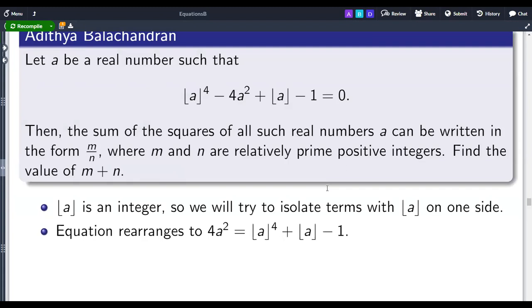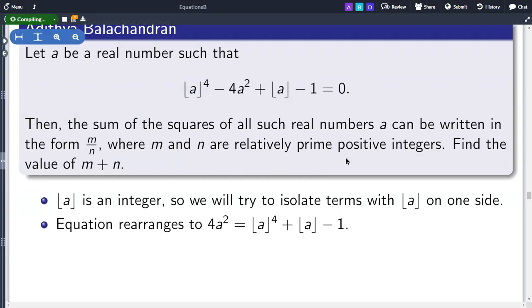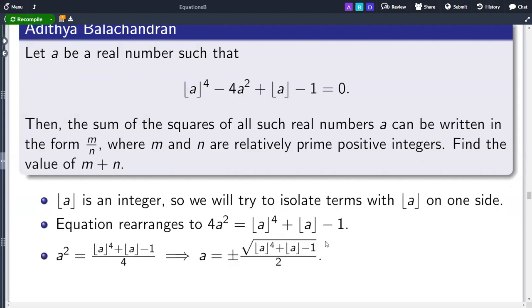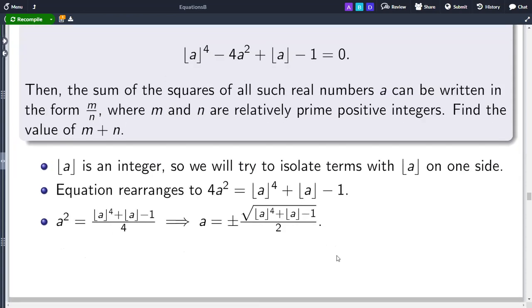So 4a squared has to be an integer here, and we can do more. We can solve for what A is in terms of floor of A. If we divide everything by 4 and take the square root, A can be plus or minus the square root of floor of A to the 4th plus floor of A minus 1, all over 2. Now this is going to be really useful because, as Brian said, we can use bounding. So when floor of A is really big, what do you think happens to the expression we have for A?